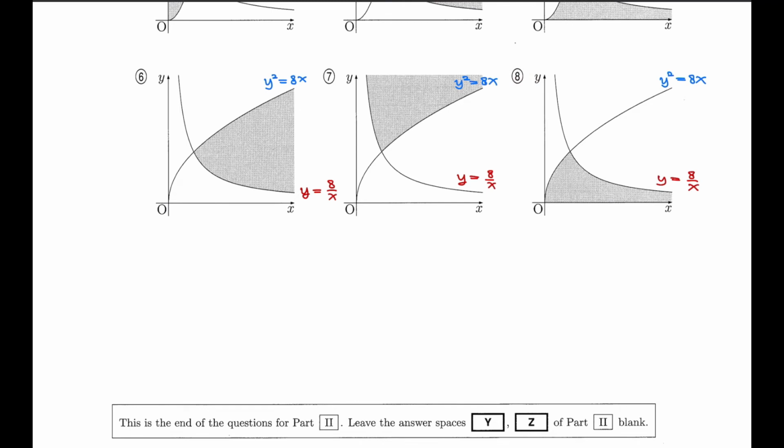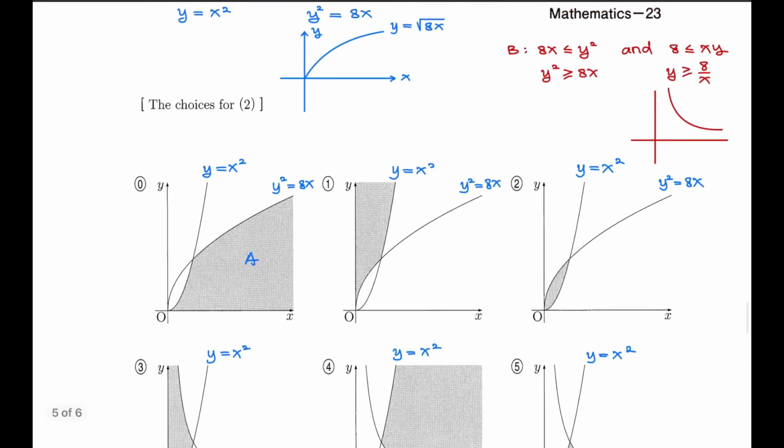And then how do we know which is the correct shaded region? Once again, see the inequalities. The first one is y squared greater than, which means above the graph. So the correct region is above this graph. This is the same graph, yeah? And then y greater than means above 8 over x, that means this region.